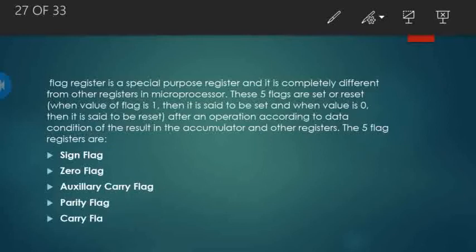Next is the auxiliary carry flag. Auxiliary carry flag means if there is a carry after performing the operation, then the auxiliary carry flag will be set to 1, otherwise 0.